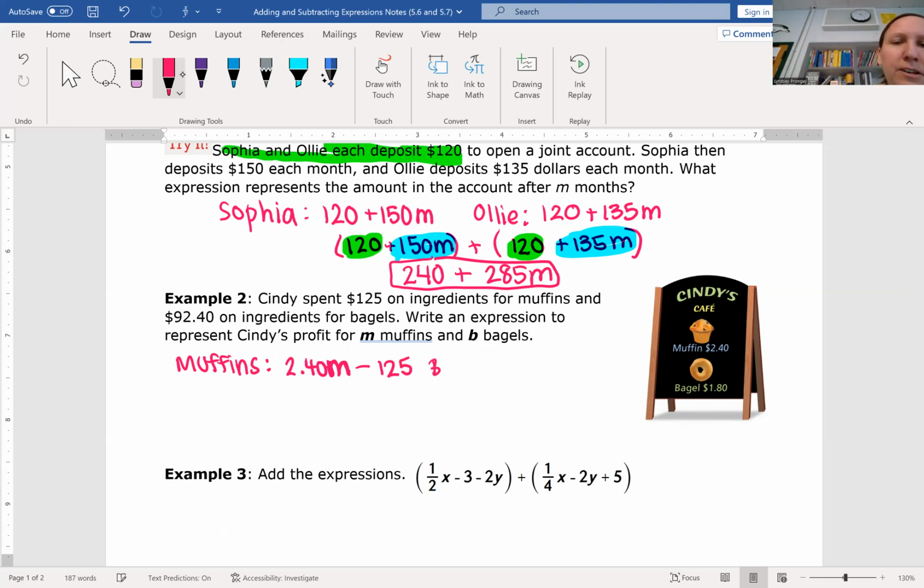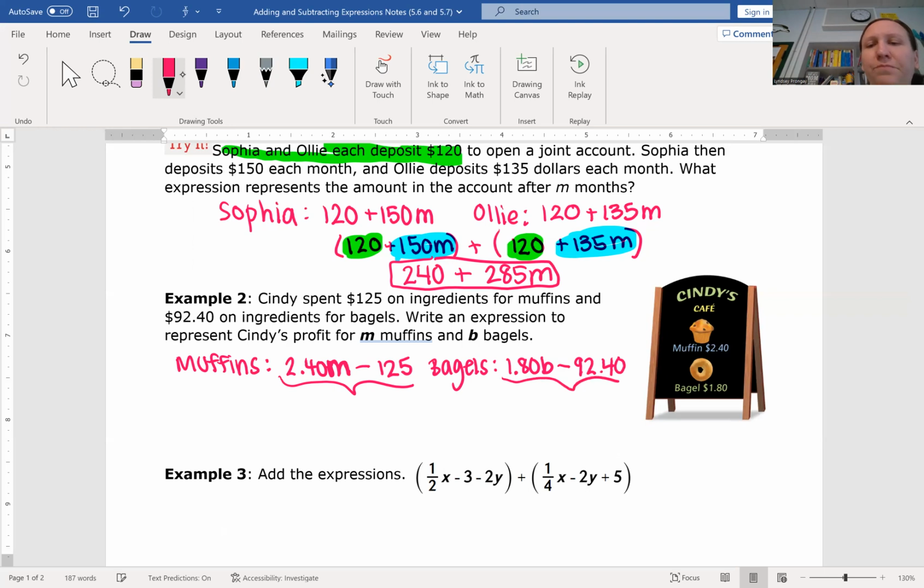The bagels she sold for $1.80 each. So it would be $1.80 times B, the number of bagels. But she spent $92.40 on ingredients. So that's going to now subtract $92.40. Okay, so this is representing how much profit she made on muffins, by figuring out how much she made by selling them and subtracting the money she spent.